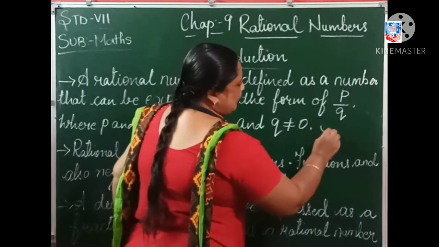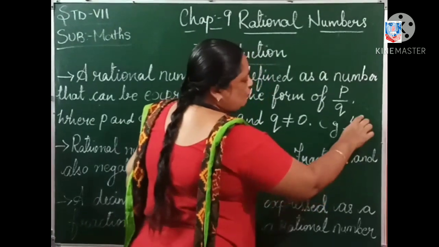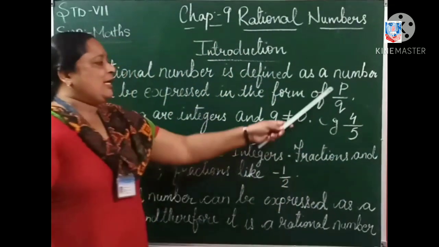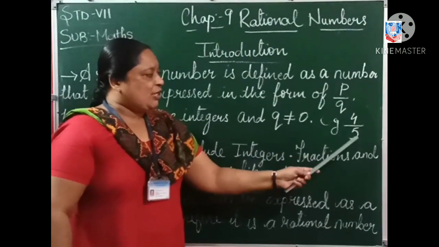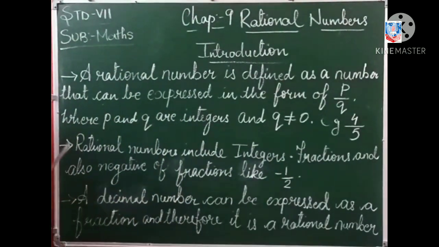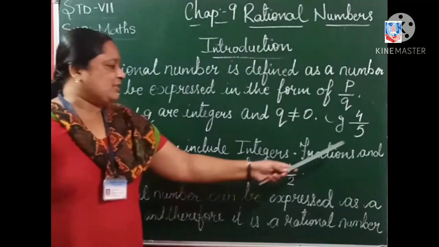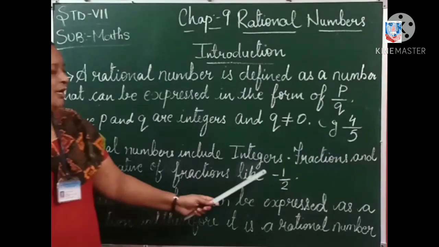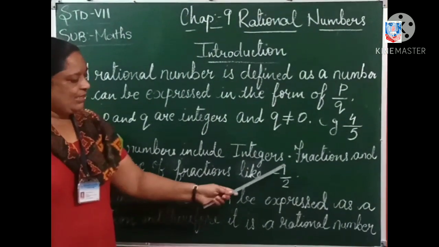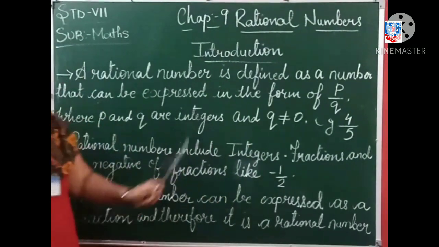For example, see 4 by 5. 4 and 5 both are integers and this is written in the form of p by q. Second, rational numbers include integers, fractions and also negative of fractions like minus 1 by 2. See, minus 1 by 2. This is also a rational number.